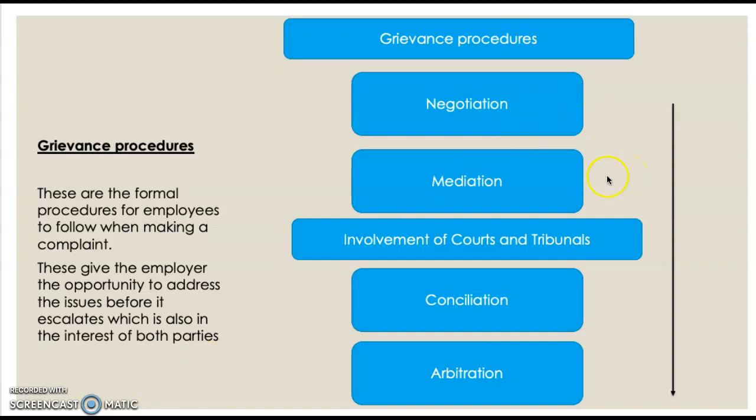The second stage of the grievance procedures is mediation. Mediation is very similar to negotiation, except at this point, a neutral third party is brought in to listen to the concerns of each party. So this could be a Fair Work Australia representative, or it could be somebody else neutral from within the business. But finding somebody else neutral from within the business can be a bit difficult to do because people always tend to have vested interests. So often a Fair Work Australia representative will come in. They will sit down with the parties that are in dispute, they will have discussions and try and reach an agreement. However, again, nothing decided at this stage is legally binding. So if the parties don't agree, then things will start to move into the involvement of courts and tribunals.